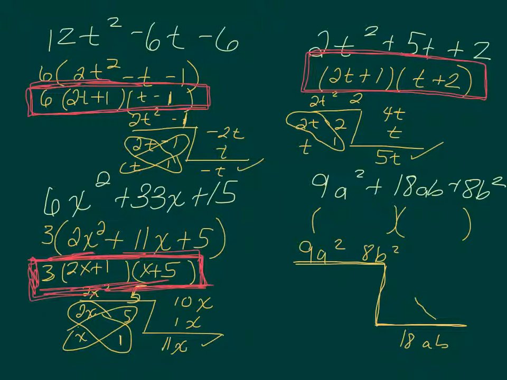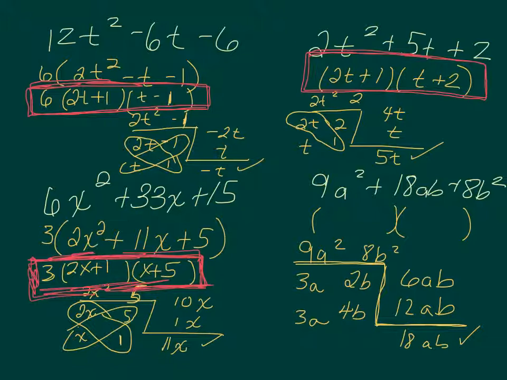Let's see. Uh-oh. I was thinking here. How can I break 9 up? What about 3a and 3a? That'll give me 9a squared. And what about 2b and 4b? 3a times 2b is 6ab. And 3a and 4b, 3 times 4 is 12ab. 12, 13, 14, 15, 16, 17, 18. 18, I got it on the first one.